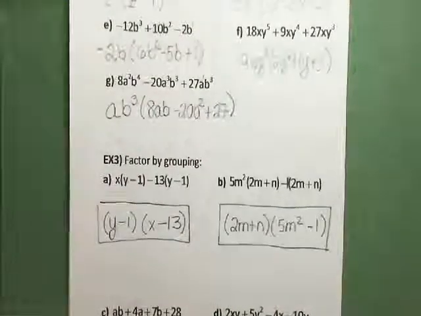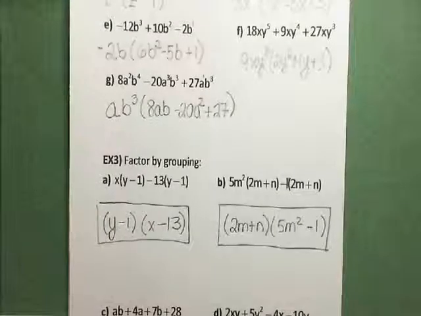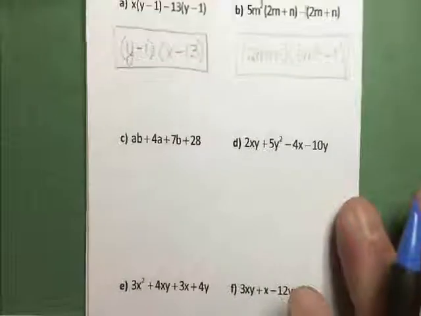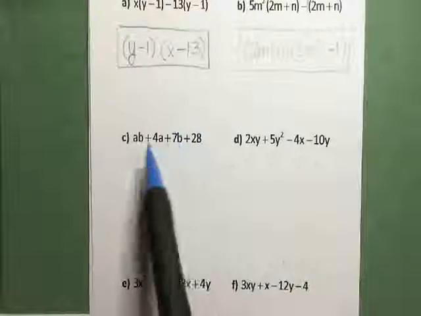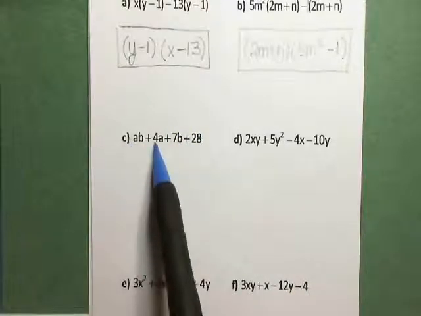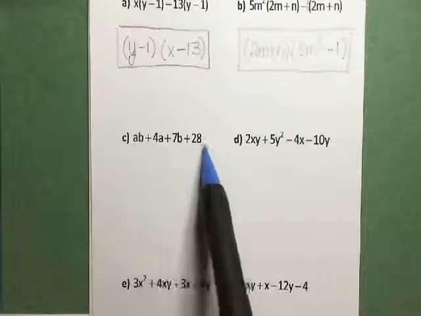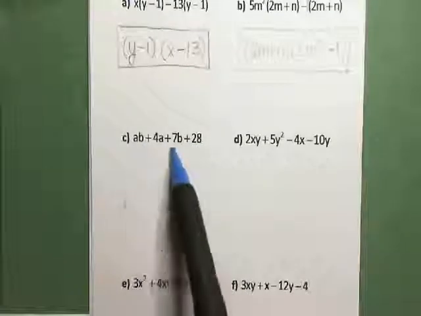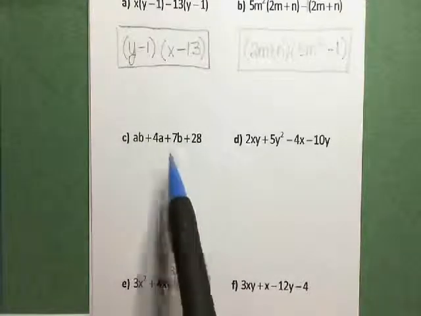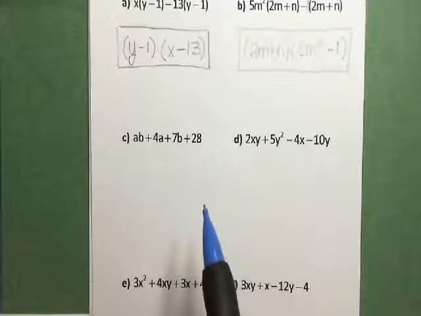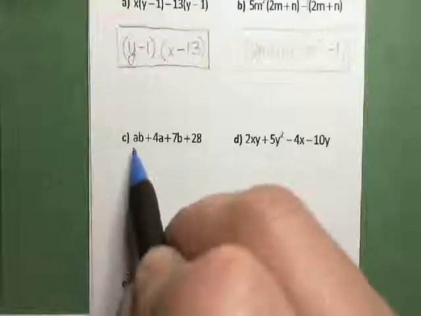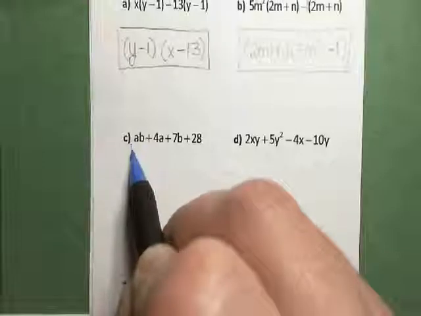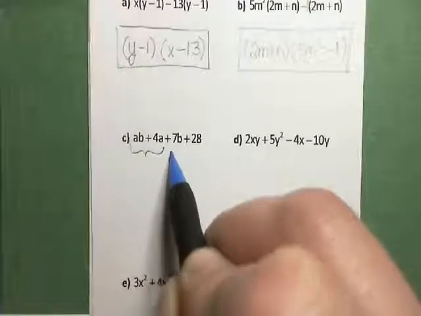Okay? Alright, let's continue on to letter C. I ask myself, is there a number or letter that I can factor from all 4 terms? And the answer is no. There's nothing that I can factor from all 4. So then we're going to do something called grouping. We're going to group this in pairs.